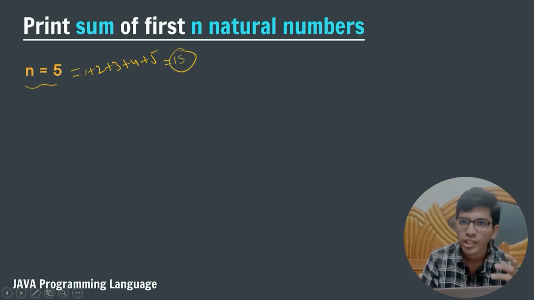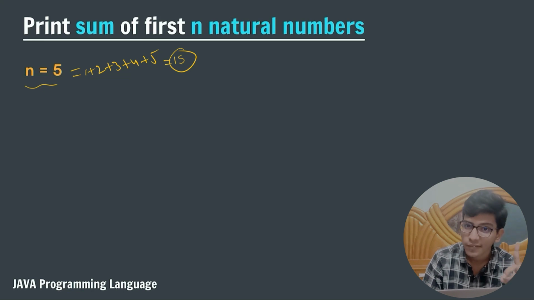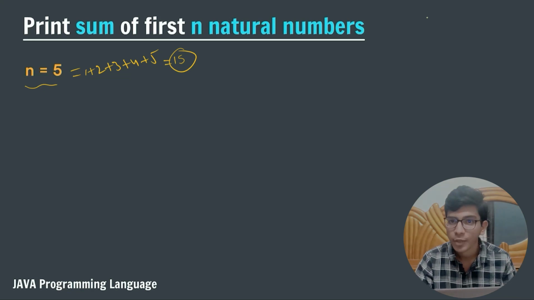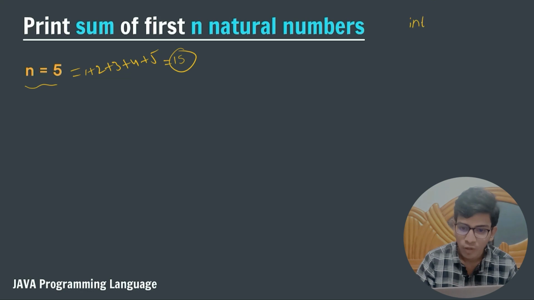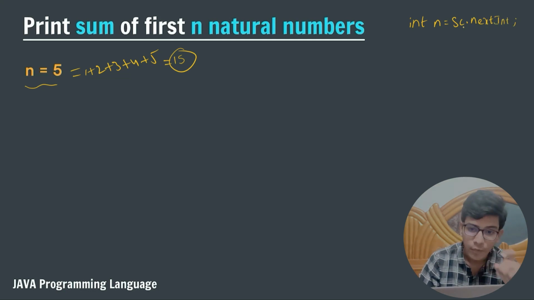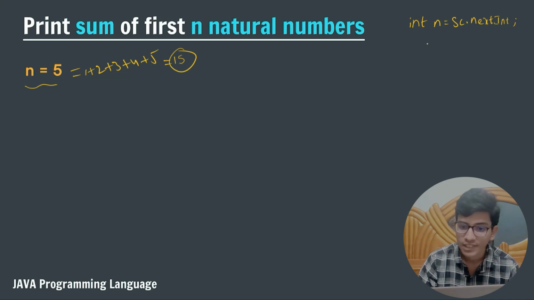So what is the logic behind this question? What things do we need? First of all, the first thing is we have to take the input of n. That is obvious, right? So we will write int n is equals to sc.nextInt. After that, let us initialize a variable called sum with 0, and sum will track and give us the net sum up to n.